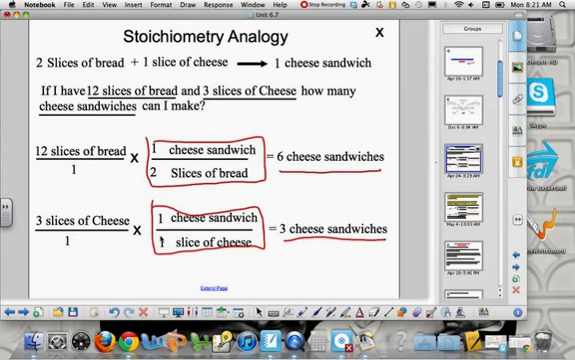problems. The next video will actually take a look at an example of how to do limiting and excess reagent problems.